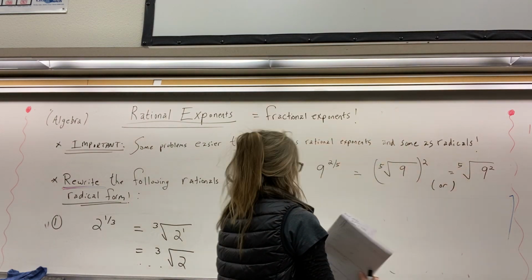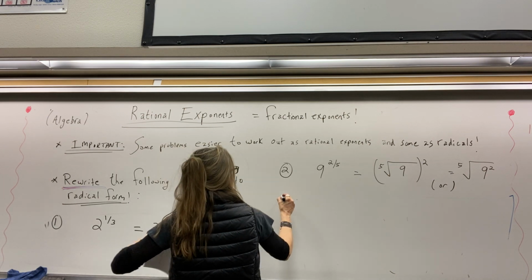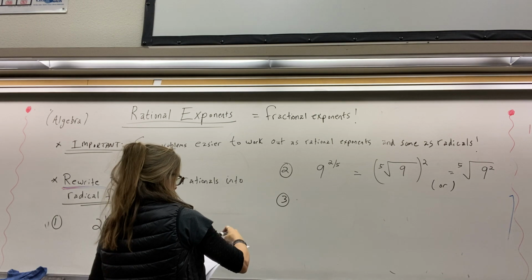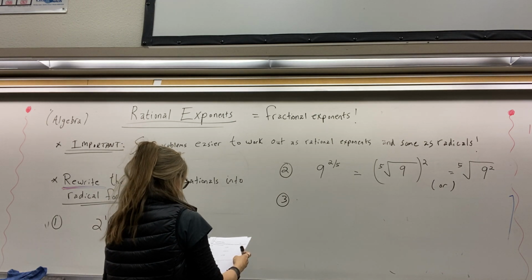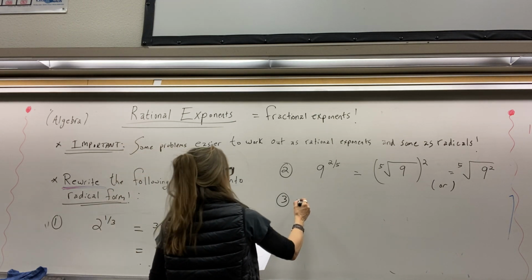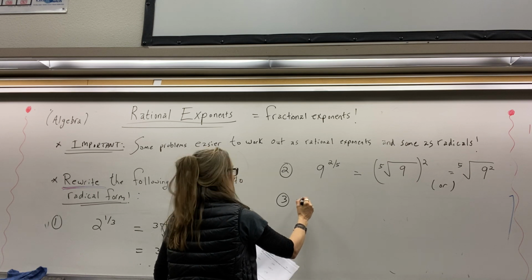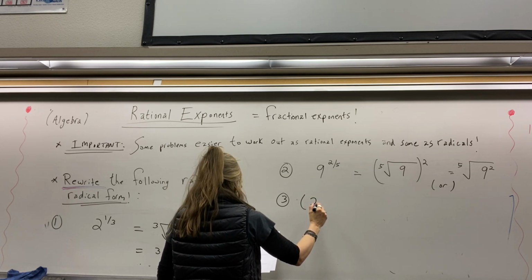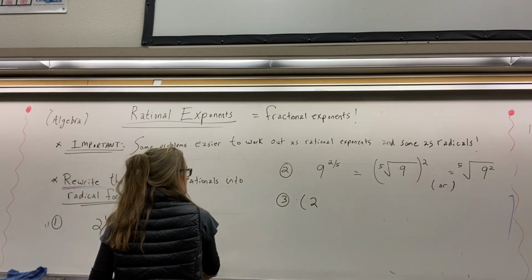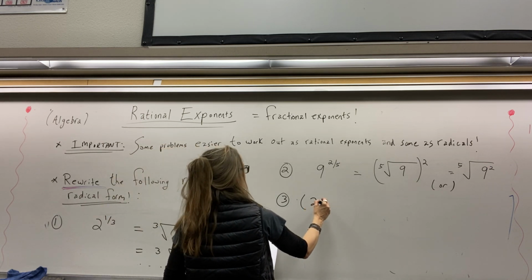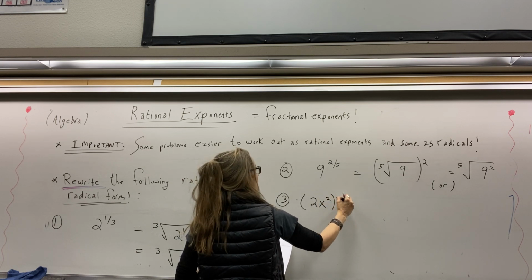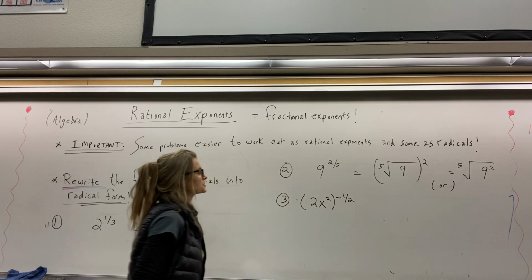All right, let's say I have a negative in here. So if I go ahead and add a negative number in our exponent, let's say we had 2x squared to the negative 1/2 power. How do we translate this one?